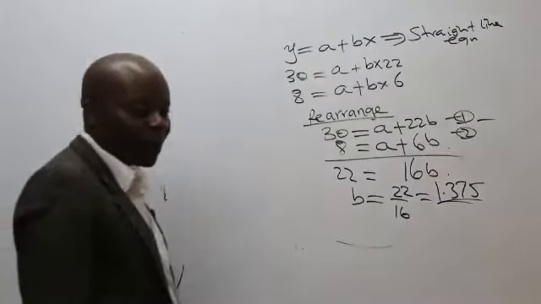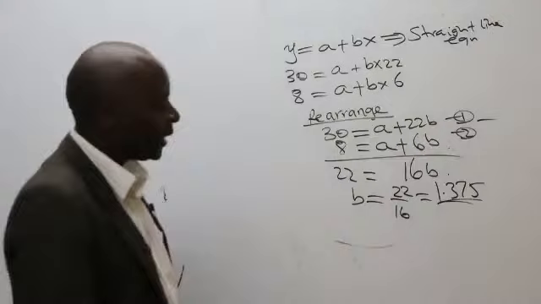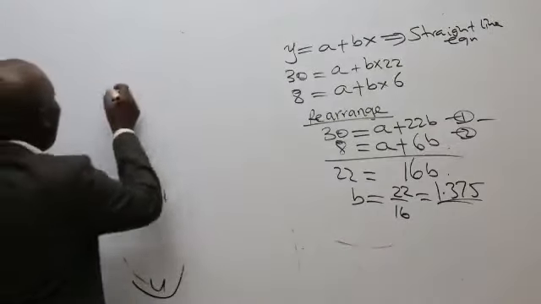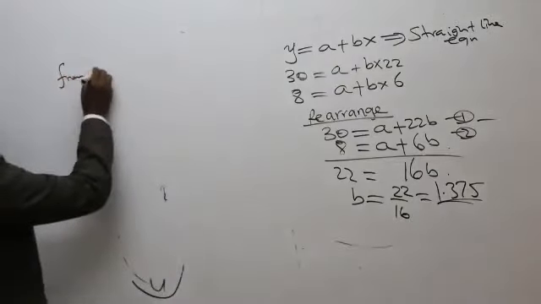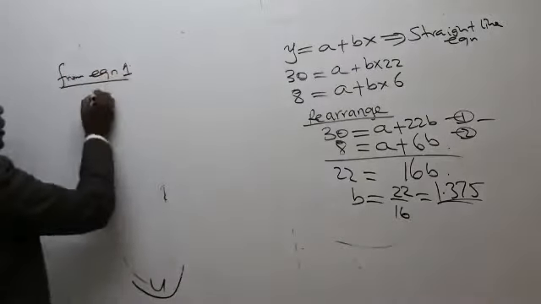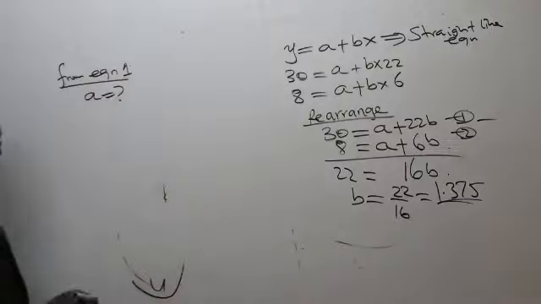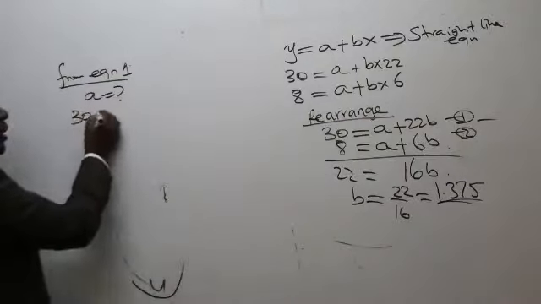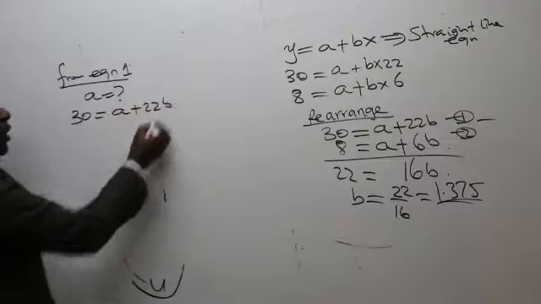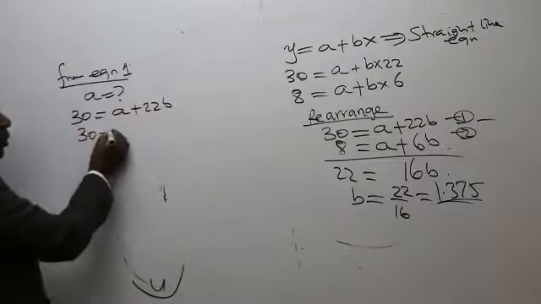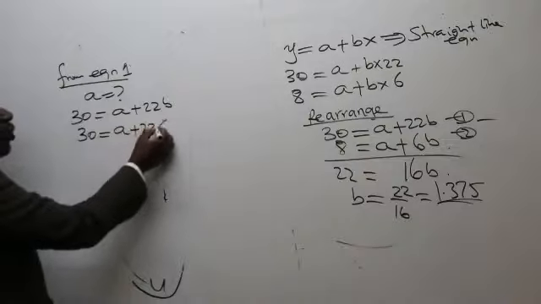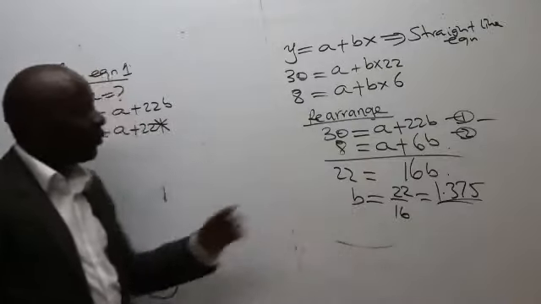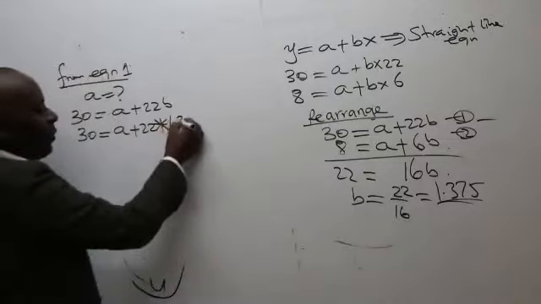So for us to be able to substitute, thank you very much. Substitute, yes. So we'll ask ourselves a simple question. From equation number 1, what is the value of A? Then this will be 30 equals A plus 22B. So 30 will be equal to A plus 22 boy, of which I have the value of boy. The value of boy here is 1.375.